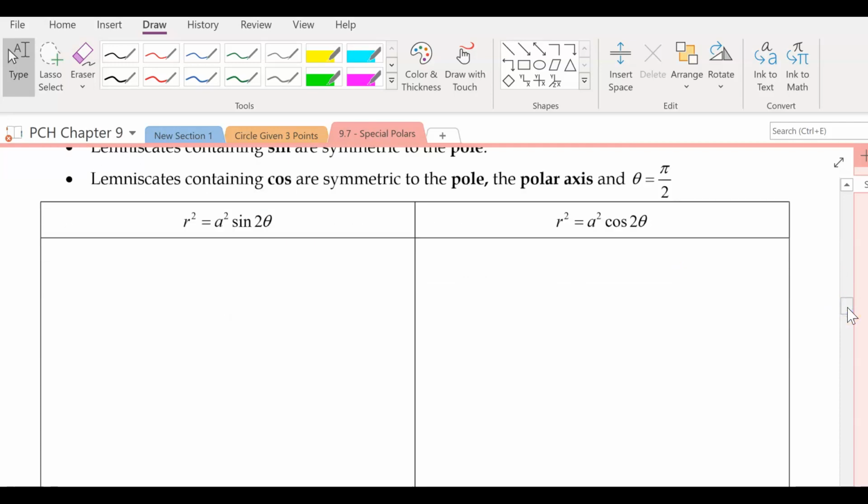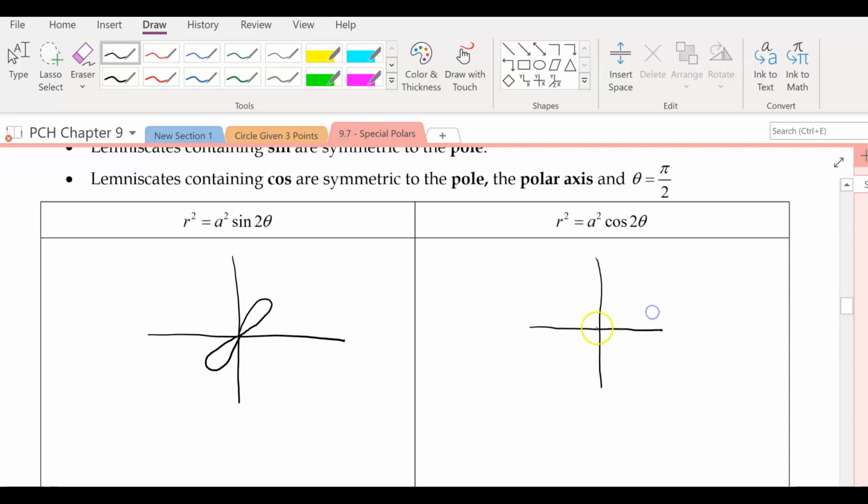So let's take a look at what these will look like with sine. So if we have sine, it's going to look like this. So sort of like a figure 8 or two petaled rose. So you can see this is symmetric with respect to the pole. If I rotated this 180 degrees, it would line back up on itself. And then for a squared cosine 2 theta, it's going to look like this. Okay, so you can see it has all the different symmetries with that one.